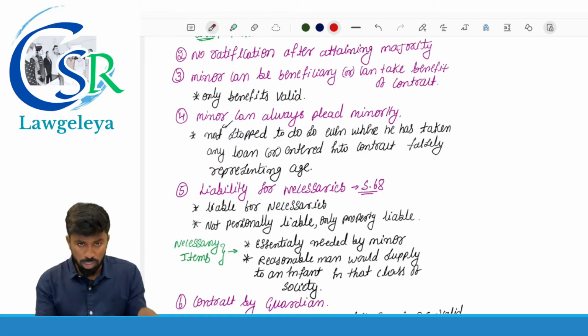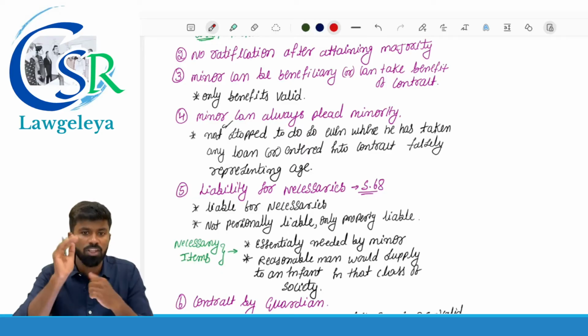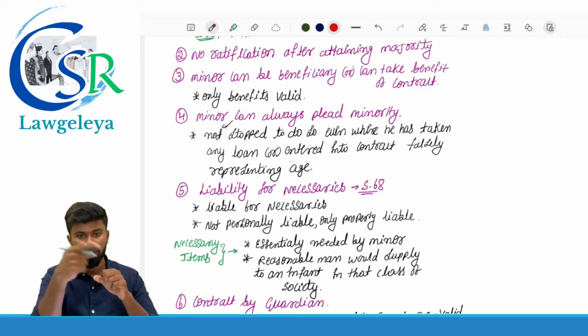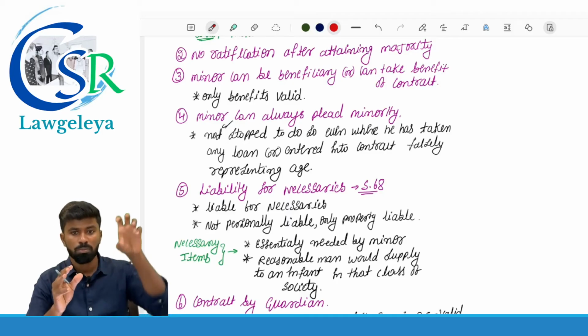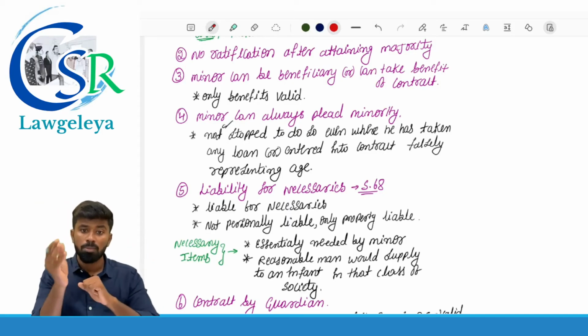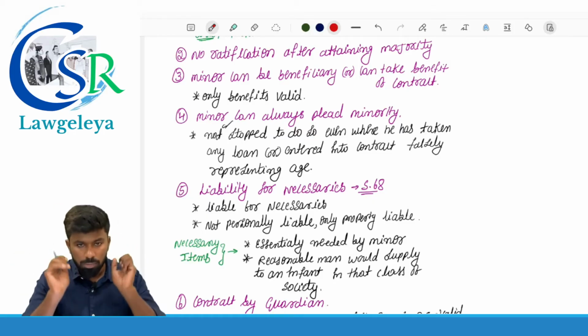Next one, minor can be a beneficiary or can take benefit of a contract. If there is a contract which contains only benefits in favor of the minor, is it valid? Yes. Minor can sue major. Major cannot sue minor. So, if a major takes a loan from a minor by giving his house as security, can minor enforce it against the major?